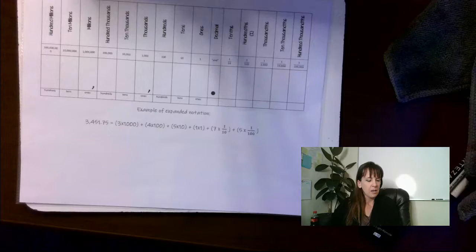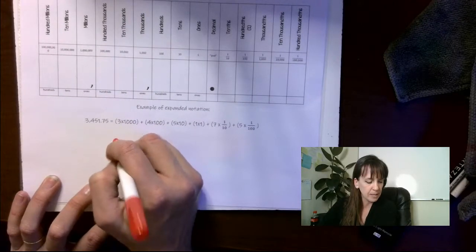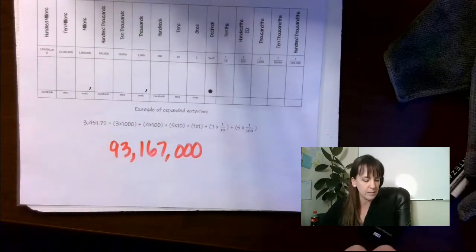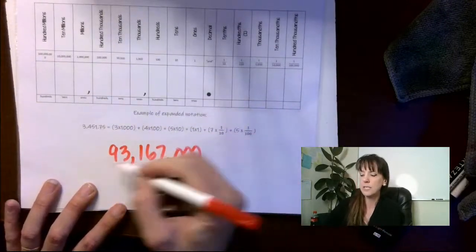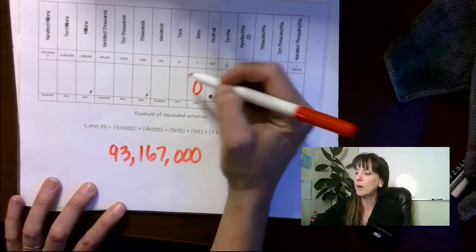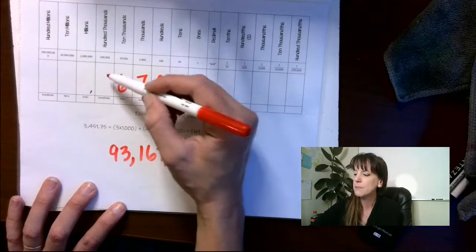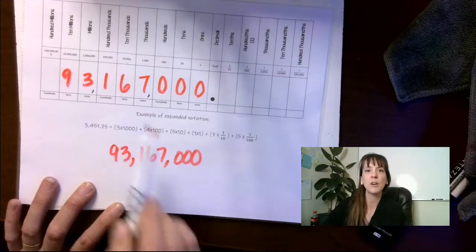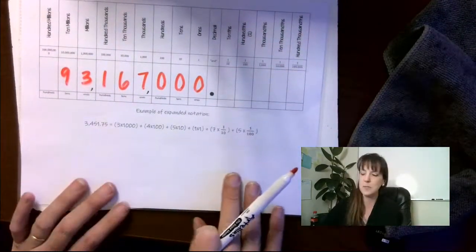Number 4, round 93,167,000 to the nearest millions. Okay, so this is the number that's printed in the book, and notice I wrote it down here so that I can make sure that I enter it into my chart backwards just to make it a little bit easier. So I've taken this number and entered it into my chart, and it's asking us to round to the nearest millions position.